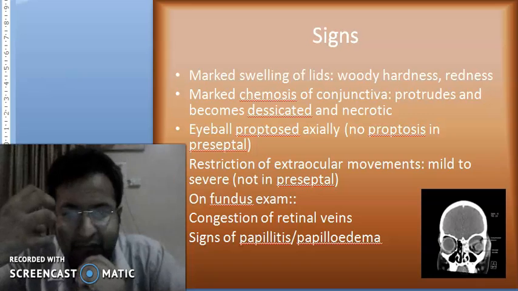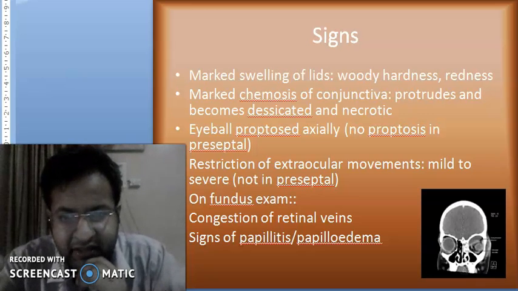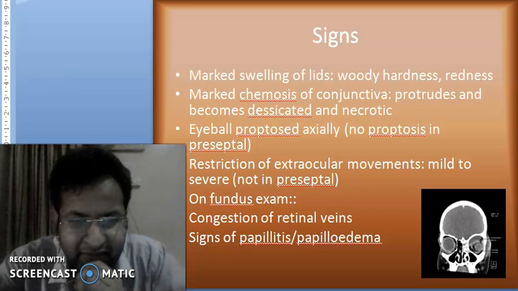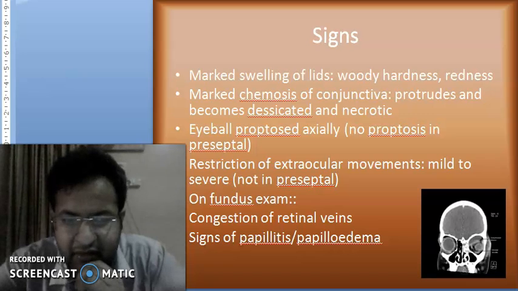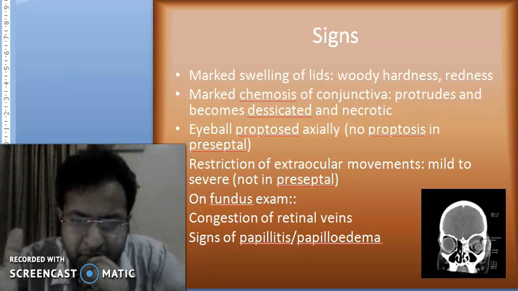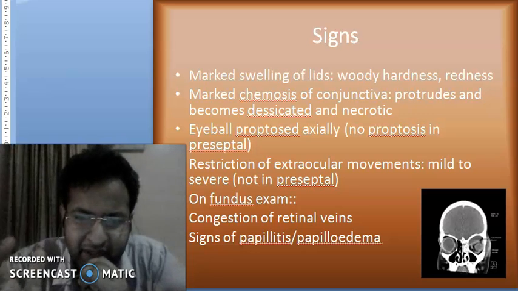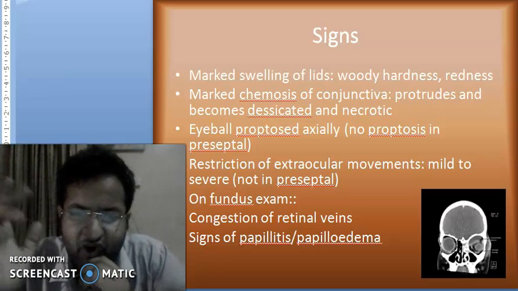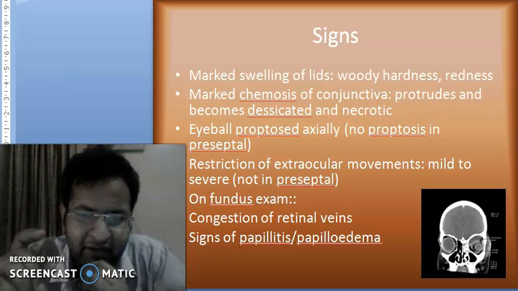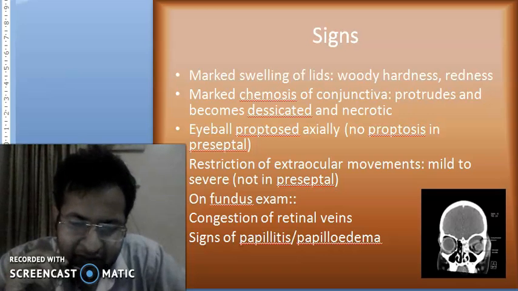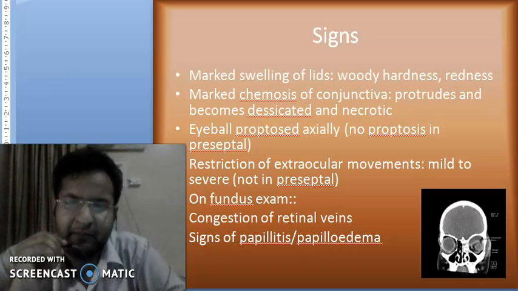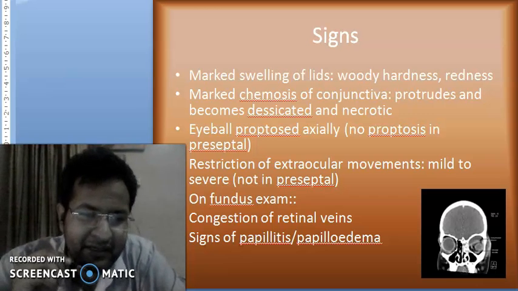The eyeball as a whole will be proptosed axially, and there will be no proptosis seen in preseptal cellulitis, but this is a differentiating feature between the preseptal and the orbital cellulitis, that the eyeball will be proptosed axially in orbital cellulitis. There will be restriction of extraocular movements, mild to severe, in orbital cellulitis, but this is not seen in preseptal cellulitis. On fundus examination, congestion of the retinal veins can be seen, and there will be signs of papillitis or papilledema due to the increased intracranial pressure.